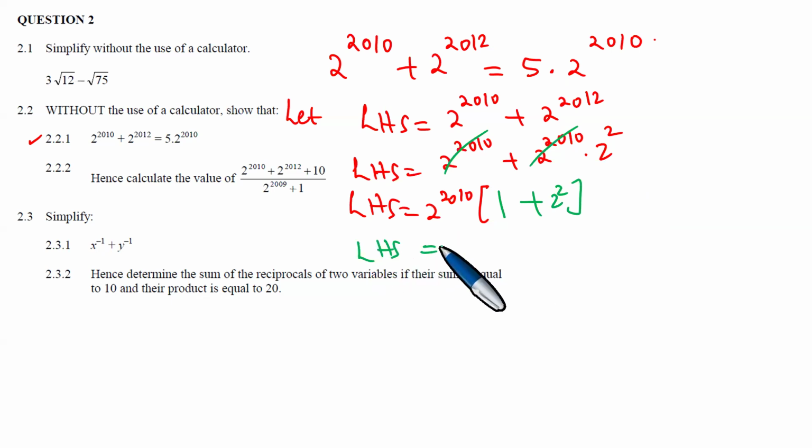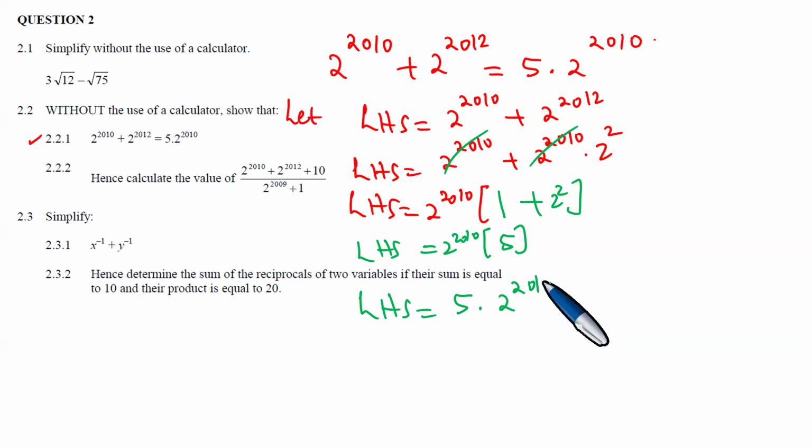The left hand side: 2 to the power 2010 times 1 plus 2 to the power 2. 2 to the power 2 is 4, plus 1 is 5. So the left hand side is 5 times 2 to the power 2010, which is actually the right hand side. So we've been able to prove this expression.